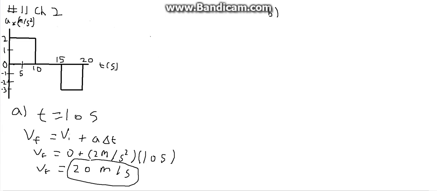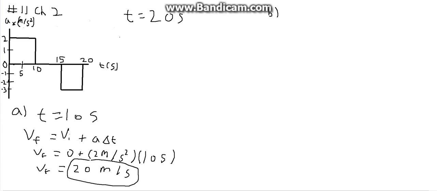Now to get the speed at t equals 20 seconds, we know that the acceleration is -3 meters per second squared because it is constant from 15 to 20 seconds. And we know that the initial velocity is 20 meters per second because it accelerated to 20 meters per second and then the acceleration became 0. So the velocity stayed at 20 meters per second at 15 seconds.